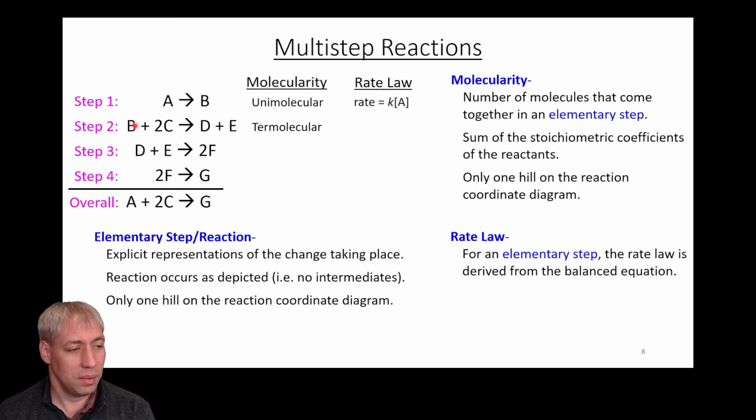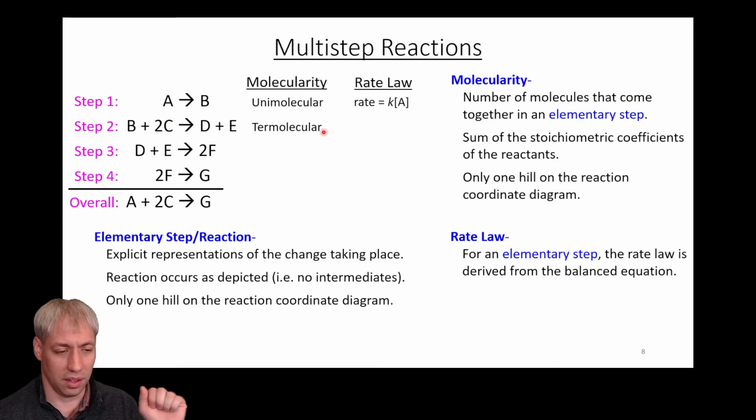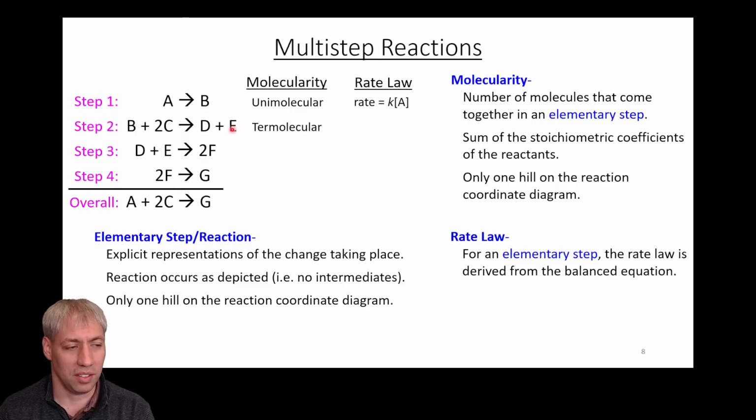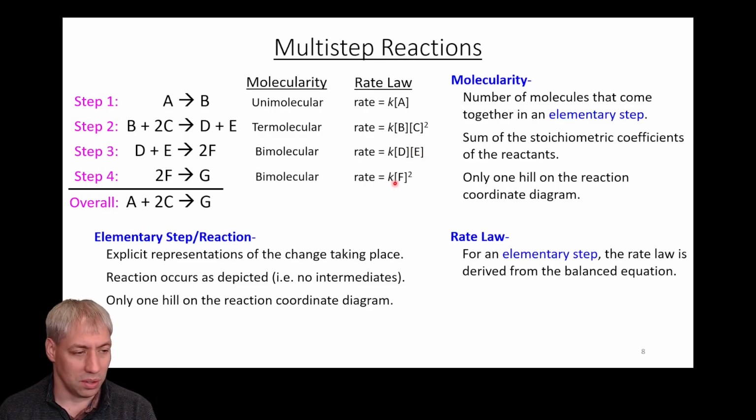And so step two, you need a B reacting with two C's. That's called termolecular. And so we're going back to Latin roots: unimolecular, bimolecular, termolecular, and so on and so forth. The number of species involved dictates the molecularity of the reaction. And we can draw a rate law. And we know, because this is an elementary step, B has to react with two C's, and it gives you a rate law that looks like this. Next one's bimolecular, rate is equal to k times D times E. Bimolecular, rate is equal to k times F squared. And so this is basically F times F.